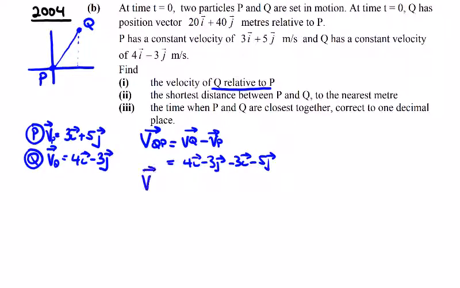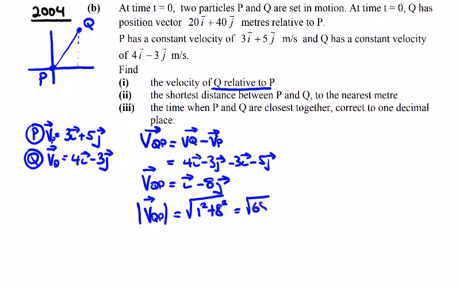So the velocity of Q relative to P, 4i minus 3i, just i, and then minus 3j minus 5j, minus 8j. The magnitude of this will be the square root of 1 squared plus 8 squared. Maybe show the examiner what you're doing, which is equal to root 65, which is 8 and a bit, 8.06 meters per second. It is meters per second.